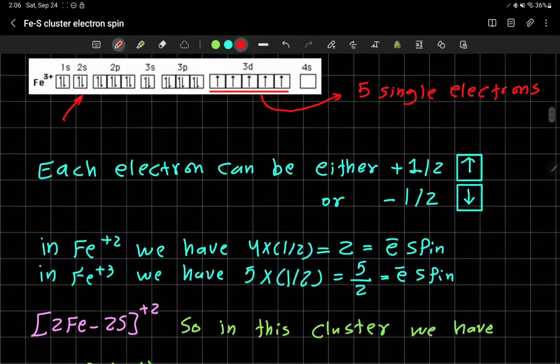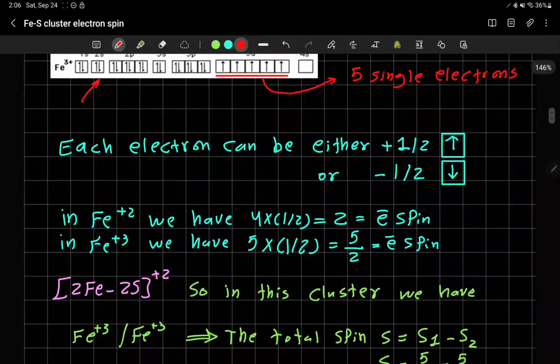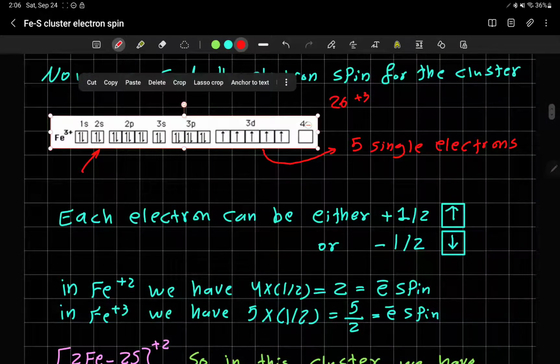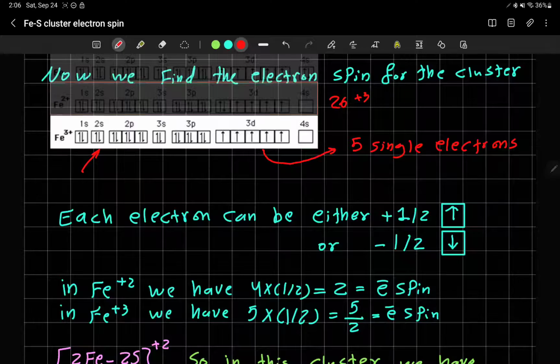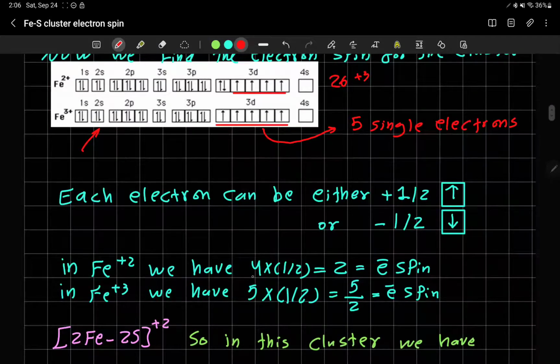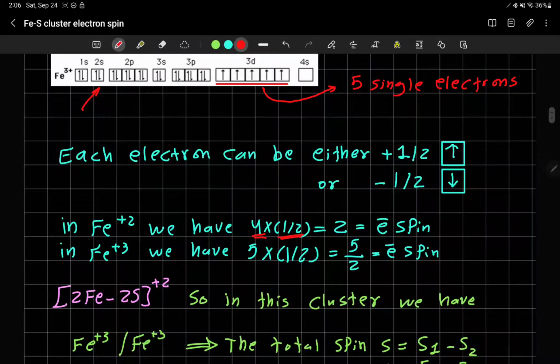Here in Fe2+ we have 4 unpaired electrons. Let's actually put it right here. If you can see, in Fe2+ we have 4 electrons, which will give us 4 times a half. Each one is a half, as we mentioned. So 4 halves will be 2. Their electron spin will be 2.